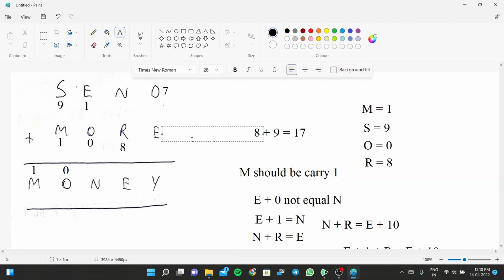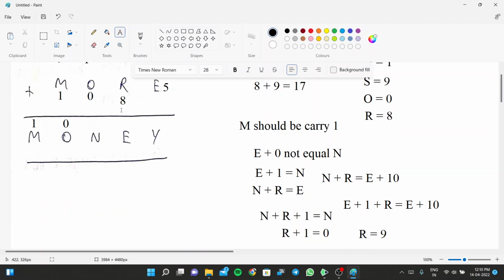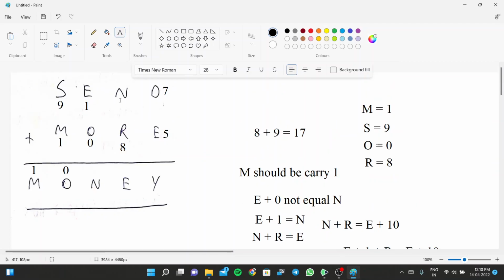So we need to write only 7 plus 5. We had declared that the e value is 5, so we need to calculate the n value. E plus 1 is equal to n, so 5 plus 1, that is 6. Then we will get a carry here. 7 plus 5, that is 12, and we will get a carry here. So 6 plus 8 plus 1 gives me 15. So the e value will be 5. After getting 15, again I will get a carry here.